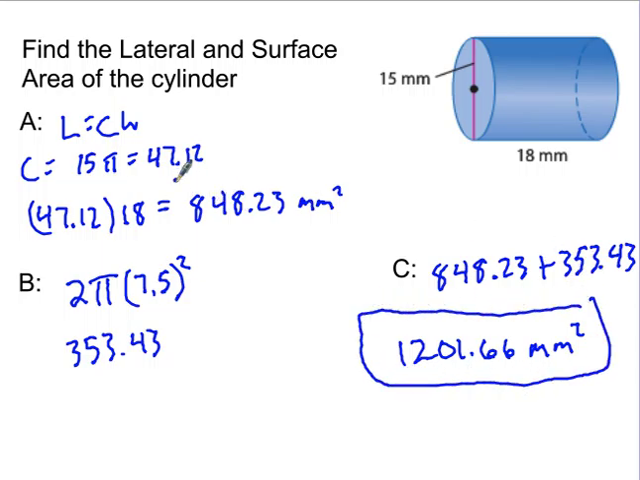So in this process, we were supposed to find both. We found the lateral area in the process, and we found the surface area at the end. So we've answered both questions.